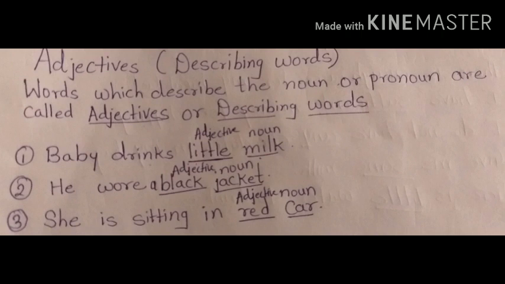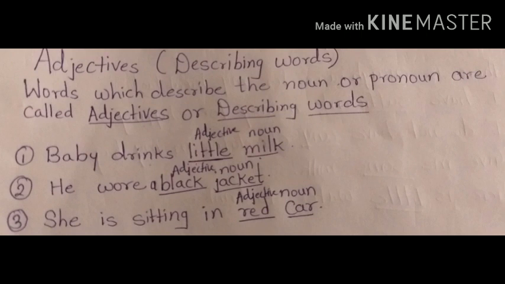Now, let's see some examples of adjectives. First, baby drinks little milk. In the first example, milk is a noun followed by an adjective, little. Milk is a noun, it is a naming word. How much does she drink? Little. So, little is an adjective. Here you can see that an adjective is placed before the noun. Adjective little is placed before the noun milk.